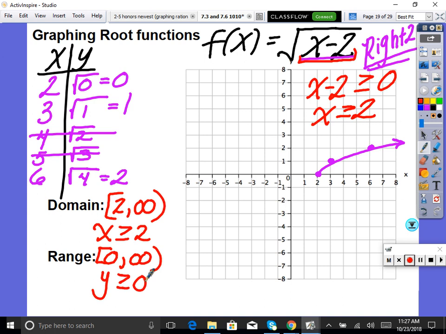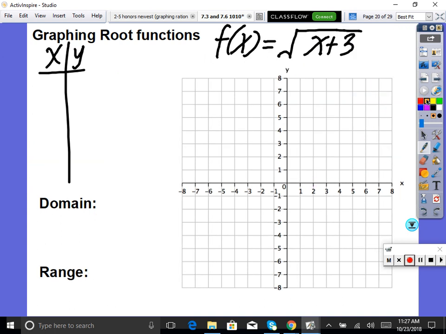Okay, we're doing good. Okay, I won't go through this whole thing if you can at least tell me where I would start. So what's the shift? Left 3. So what would be my first point? Negative 3. Are we understanding what's going on? Doesn't it usually start at 0? Shifting left 3. Negative 3.